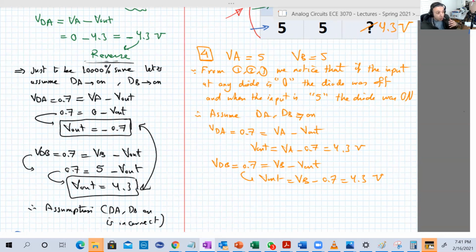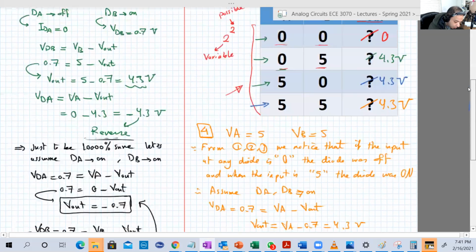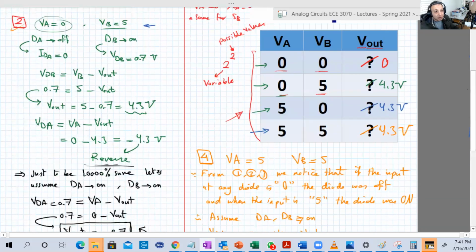And how could we guess this from the beginning? We just looked at the 3 previous states, 0, 0, 0, 5, 5, 0, and of course, we are calculating 5, 5. So from the previous 3 states, we find that when the input is 0, the diode was off. When the input is 5, the diode was on. Okay? So we just completed the table. Now it's time to analyze this table and deduce the kind of application that this circuit represents.